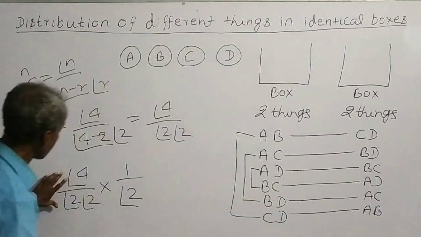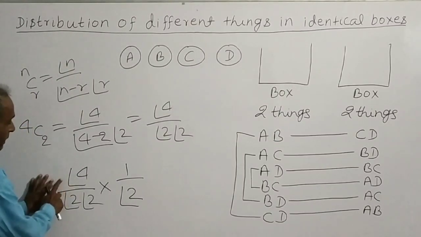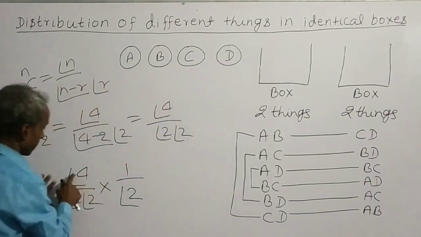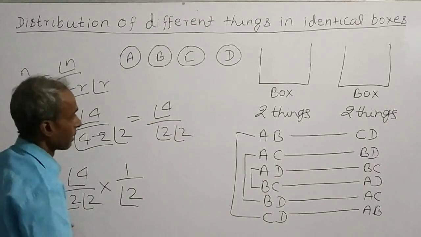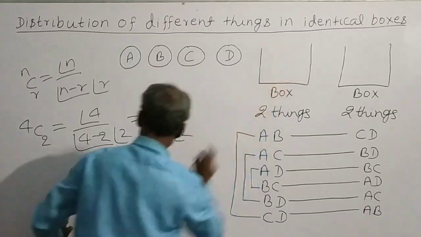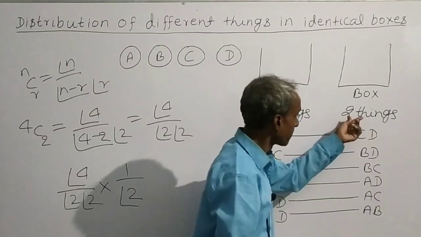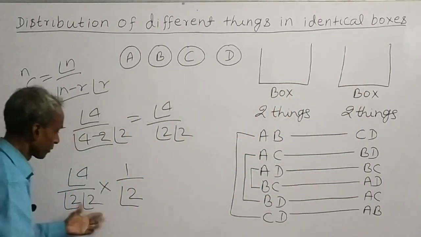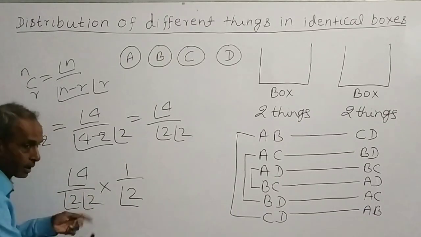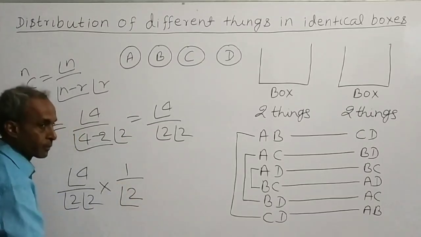Now observe how this result has been written. In the numerator, factorial of the total number of things, divided by factorial of the number of things in one box, factorial of the number of things in the second box. Now if the number of things in the two boxes are equal, then we will divide by factorial 2.